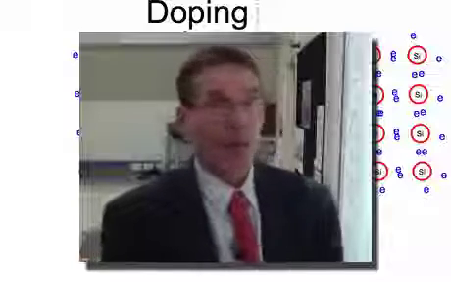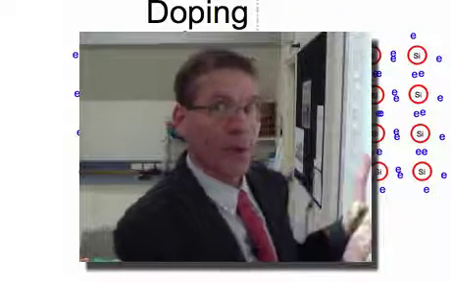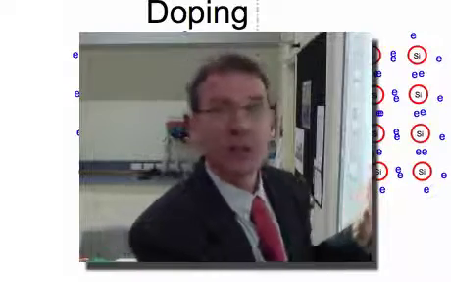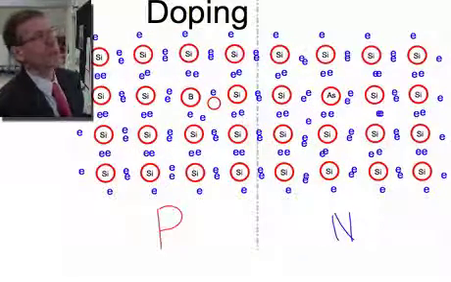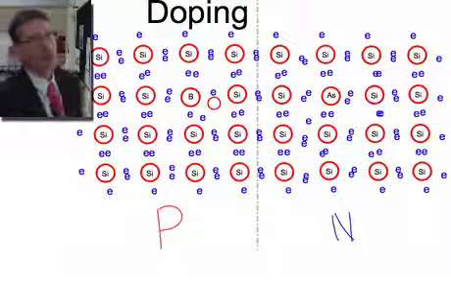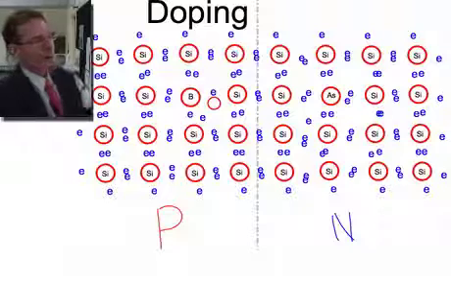All right, you might remember from the previous video we talked about how doping, introducing a small impurity into the crystalline lattice, changed the electrical properties of the material. So on this side, the N-type, we've got free electrons, and here on the P-type, we've got free holes. What happens when we put these two together?